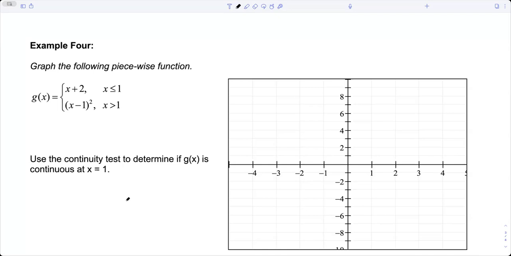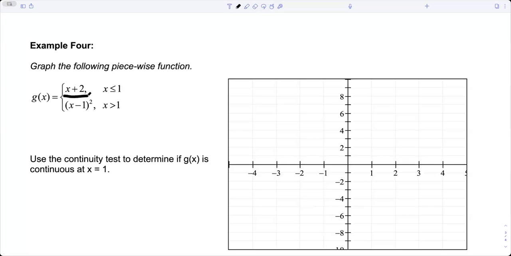Example 4. It says graph the following piecewise function. We have g of x equals x plus 2 for x less than or equal to 1, and (x minus 1) squared for x greater than 1. So let's graph it. This is non-calculator, by the way, so put those calculators away and let's head on in to the calculus jungle.